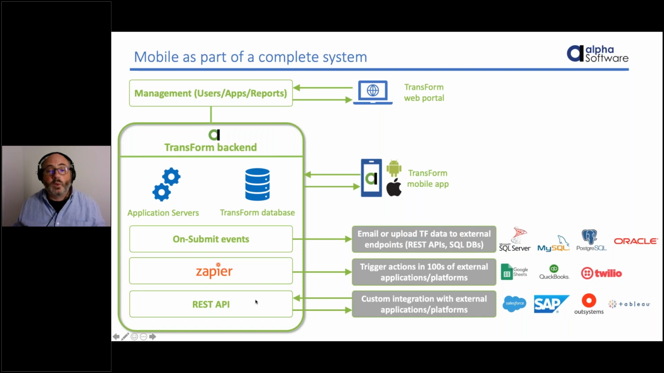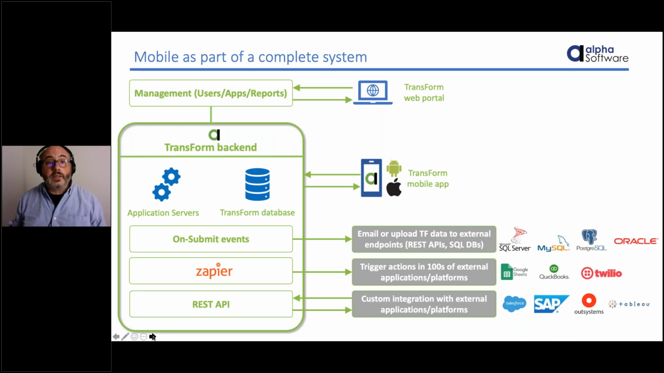And of course, we support regular REST APIs. Almost every system now, or most systems now, have an API, an application interface, which allows software products to talk to each other. In this case, TransForm could talk to things like Salesforce or SAP, or they could talk to other low-code systems like Alpha Anywhere or OutSystems. Tableau is another example, the business intelligence software it could talk to as well.